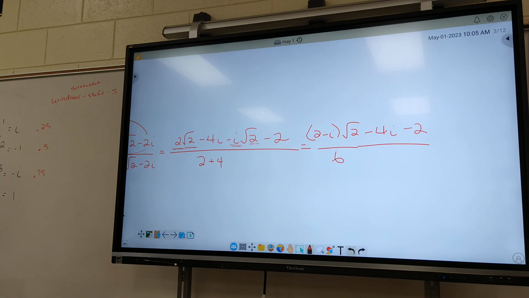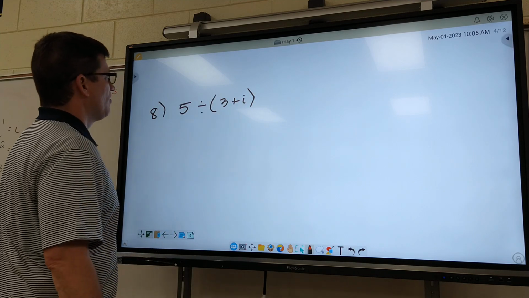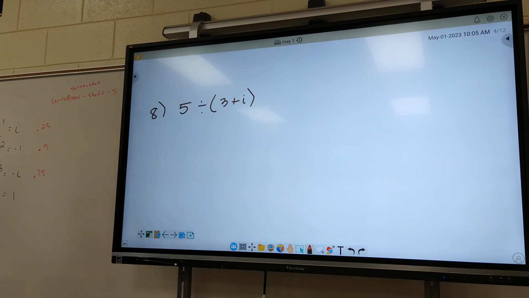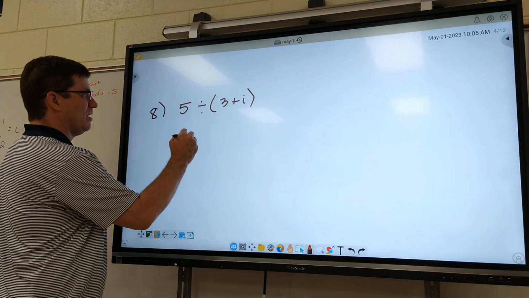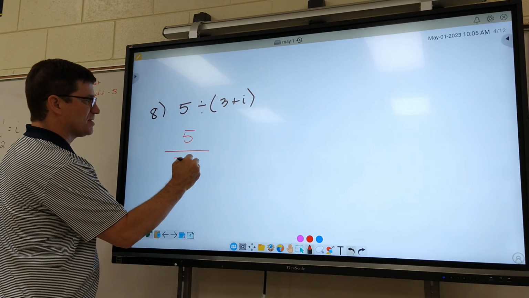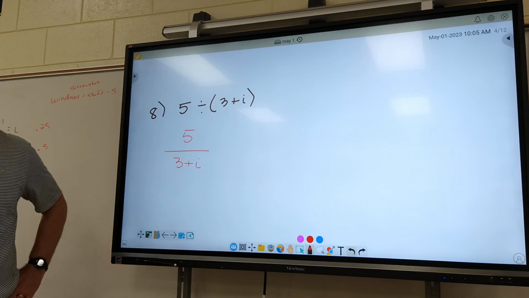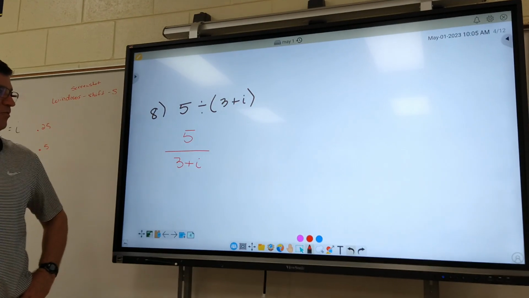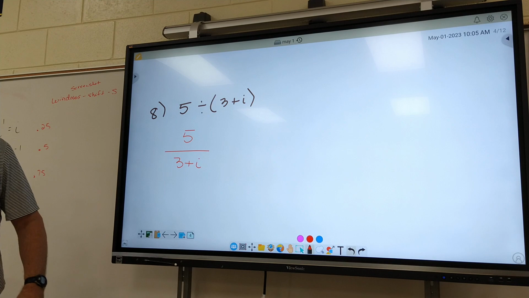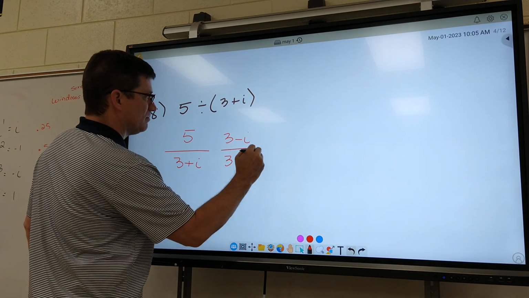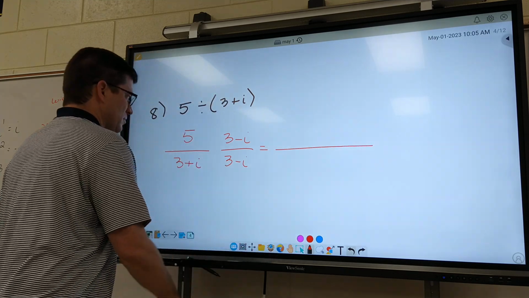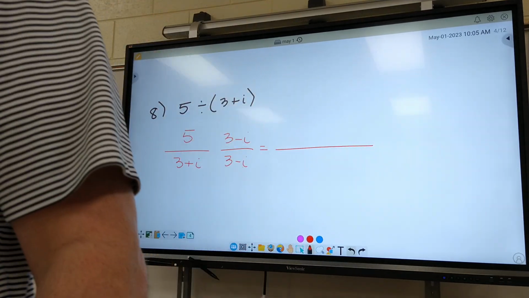All right, 7 should be a piece of cake. That's just foil method. Let's look at 8. When you see 8 written this way, 5 divided by 3 plus i, you should write it just like we've been seeing the other problems written on the other side. You should write 5 on top divided by 3 plus i this way. So now, Braden, what would your conjugate be for both sides? 3 minus i. All right. Do 7 and 8 and we'll check some of these.